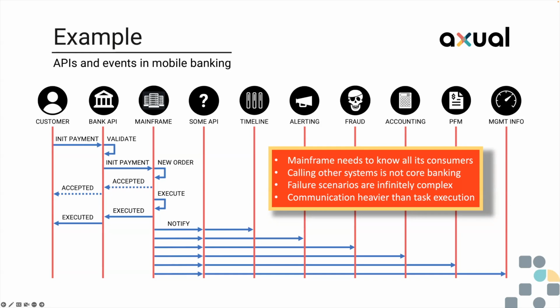And of course, as you can count on the arrows, we see that new order and execute give you 2 operations to execute a transaction, but we see already 6 operations that are required to do the notification to all the derivative systems. So the communication becomes much heavier than the task execution that we expect mainframe to be doing. So ultimately, this is pure agony if you implement the notifications like this.